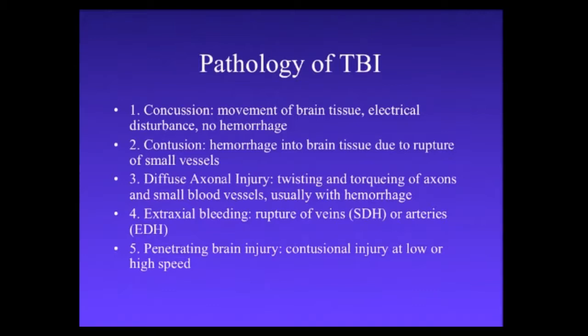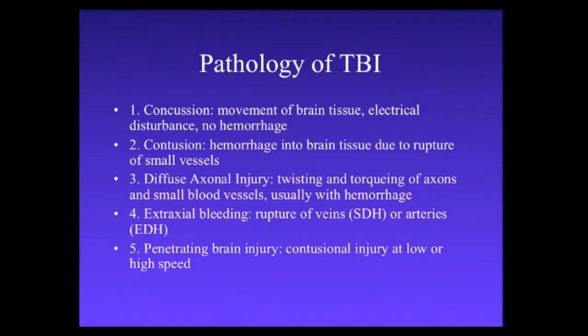And Dr. Havda will show you in animals this in subsequent conferences. Then there can be a contusion in which there's actual hemorrhage into the brain tissue, probably due to a disruption of small blood vessels. Diffuse axonal injury really is the concept in which the brain twists and torques. It actually moves in an anteroposterior grade and also in a rotational grade in order to injure the brain tissues, the deep axonal tissues, as well as the vessels that run longitudinally. Then there can be extraaxial lesions. These are the epidural and subdural hemorrhages, obviously the veins and the arteries. And then penetrating injury, which is usually a contusional type of injury, which can occur at low speed, like a knife through the head, or a high speed, like a rifle bullet.